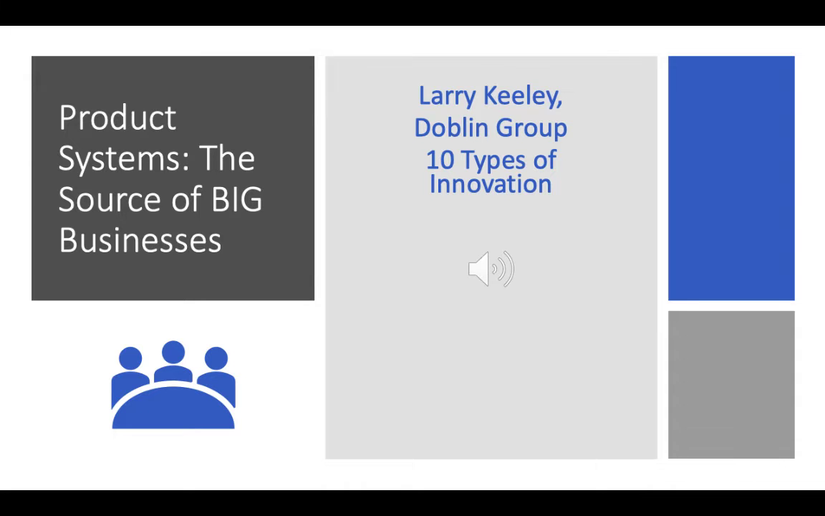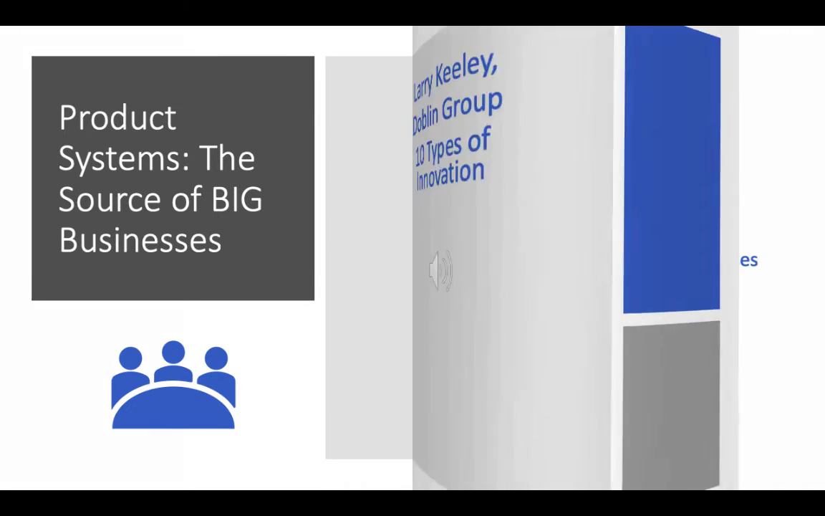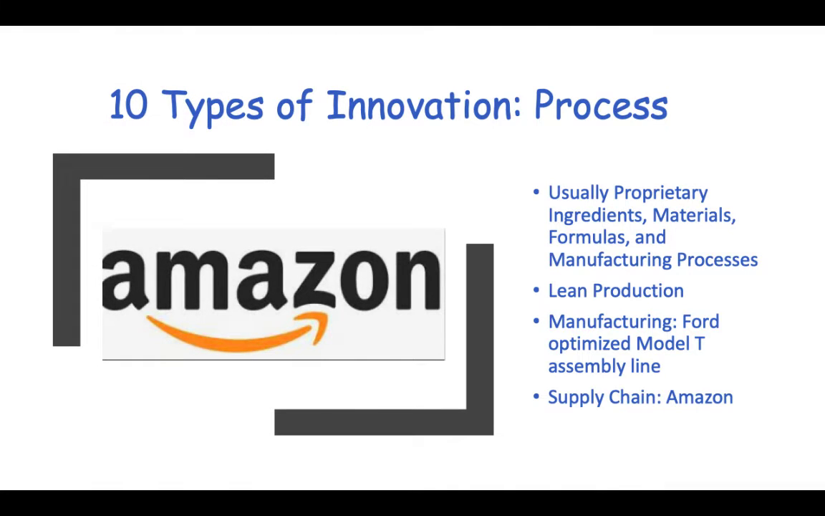Okay, let's take a look at another type of innovation, and that is process innovation. And this has been around for a long time from a manufacturing and R&D standpoint, where I think we're all familiar with it. Proprietary ingredients, materials, formulas, patented things, lean production. We saw a good example of process innovation in the Ford example, where Henry Ford optimized the assembly line to be able to produce the Model T.